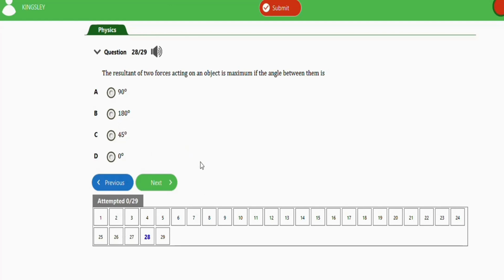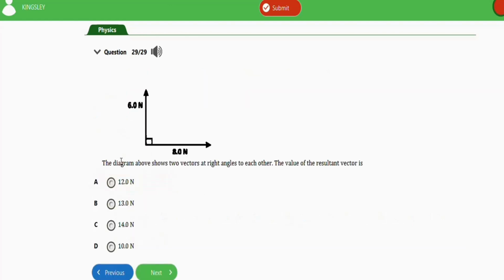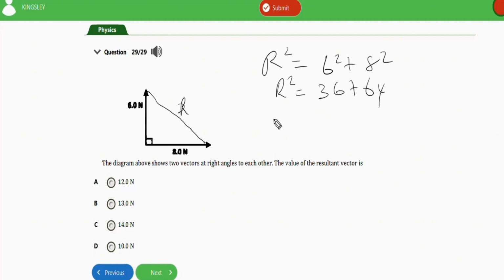The last question before we call it a class will be this one. The diagram above shows two vectors at right angles to each other. The value of the resultant vector is. So we are looking for the value of the resultant vector. Apply the Pythagoras rule. Now r square equals 6 square plus 8 square. We have r square equals 36 plus 64. R square equals 100. So you square root both sides. So r will be what? 10 Newton. The correct option is option D.